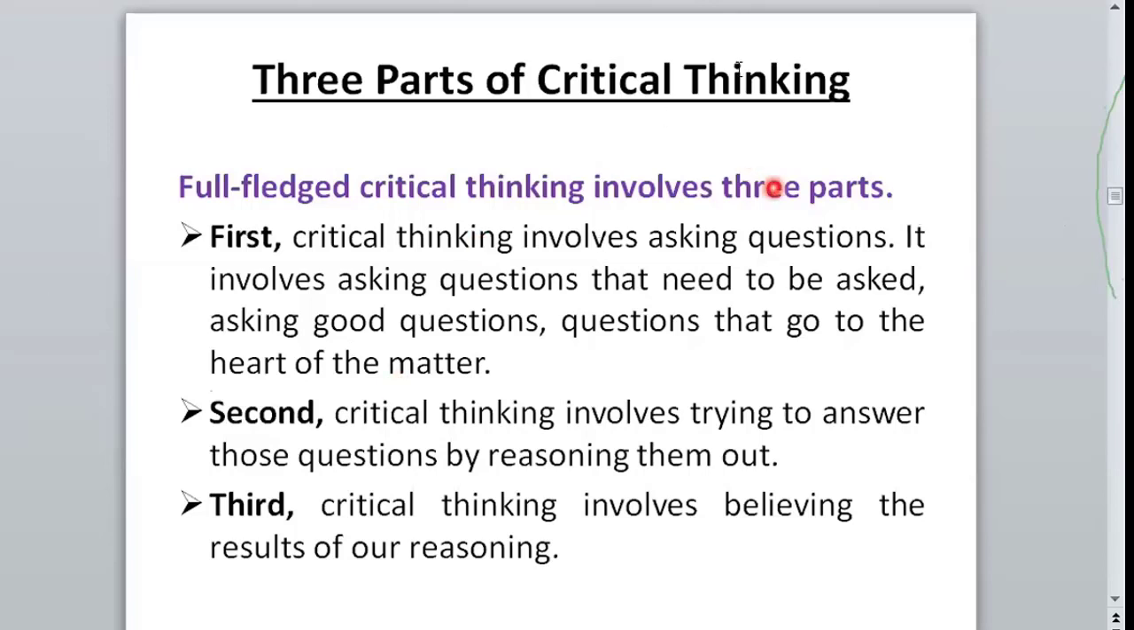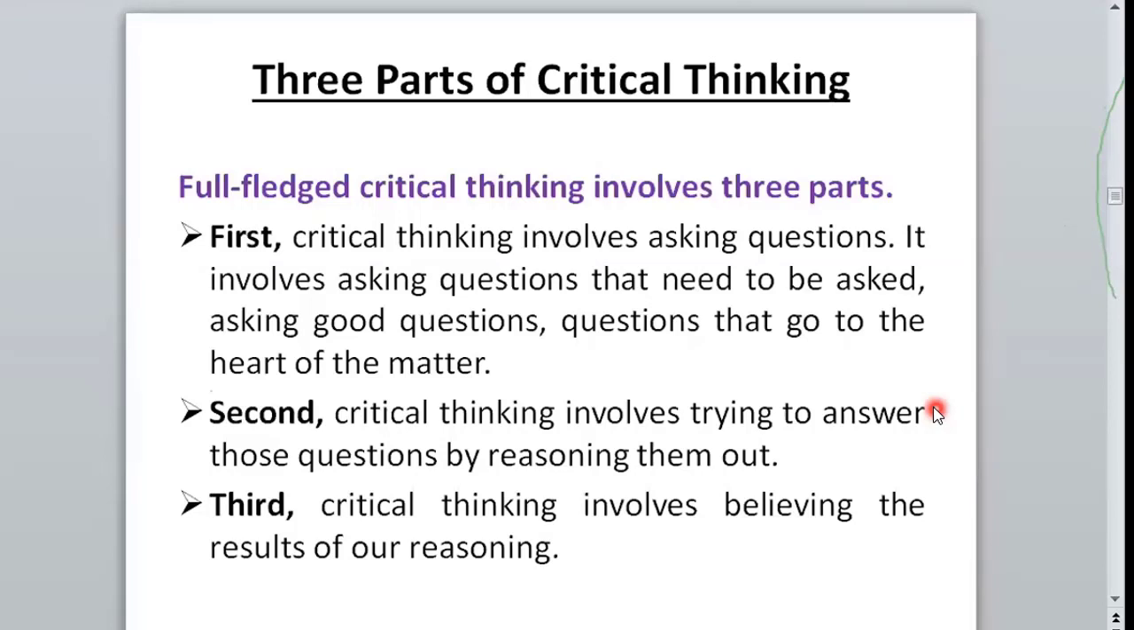The second part is, after we have raised those relevant, essential, and needed questions, we must try to answer them by reasoning them out. The way that we give answers to those questions must be based on a rigorous scientific procedure, that is, applying a correct reasoning process.